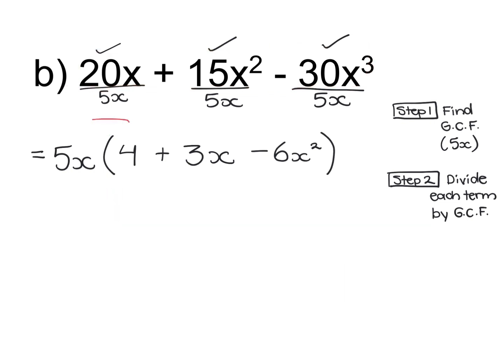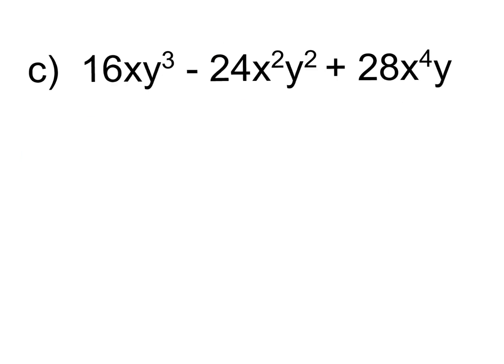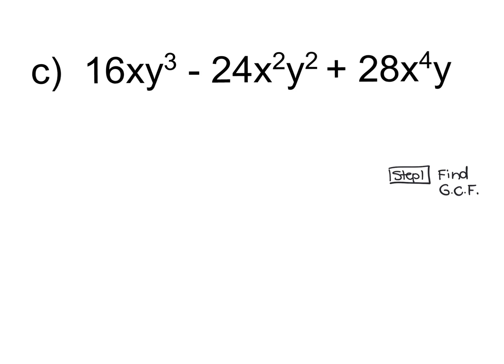So our final answer is going to be 5x brackets 4 plus 3x minus 6x squared, close the bracket. On to our third question. By now you know we find the greatest common factor first. So let's look at the coefficients. We've got 16, 24, and 28. What big number can be divided into all three of them?